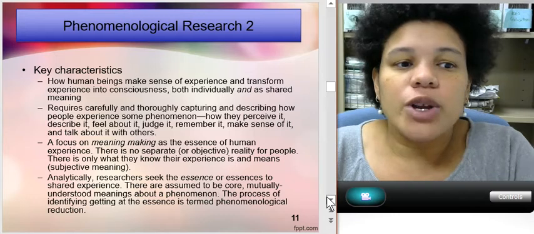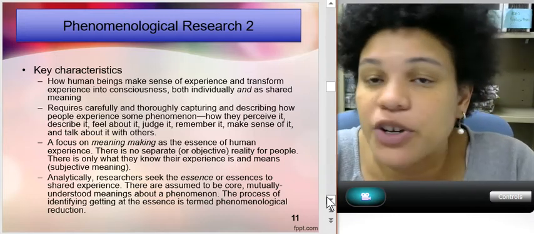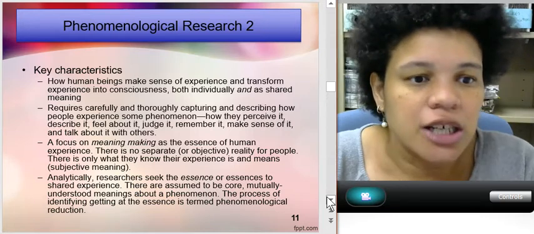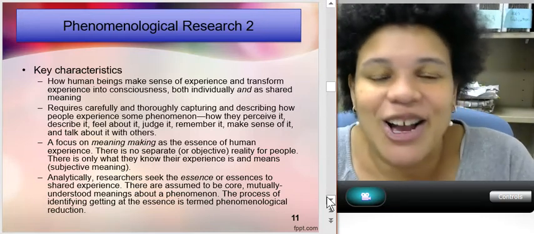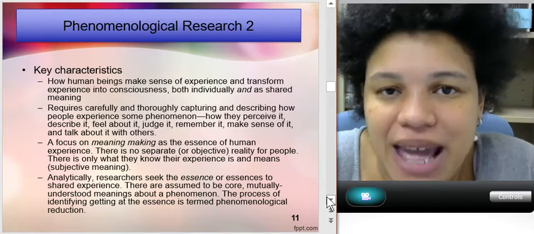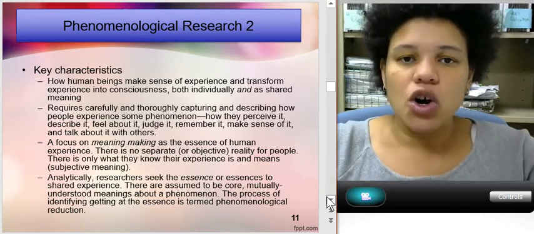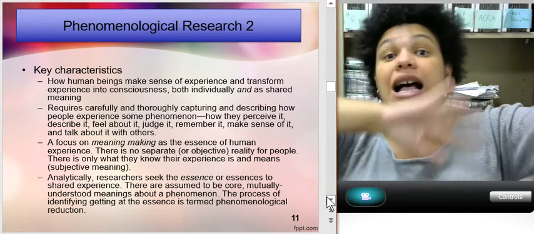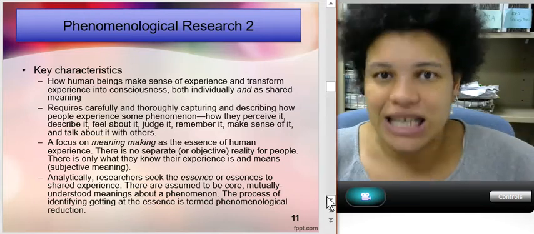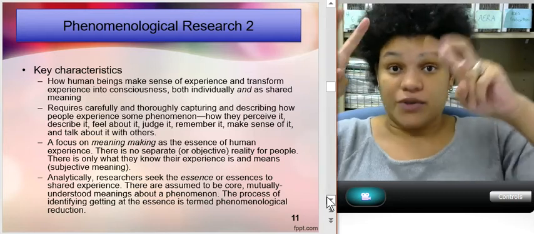Okay, it requires carefully and thoroughly capturing and describing how people experience some phenomena: how they perceive it, describe it, feel about it, judge it, remember it, make sense of it, and talk about it with others. And this focus on meaning making as the essence of human experience. Okay, so there's no separate or objective reality out there.